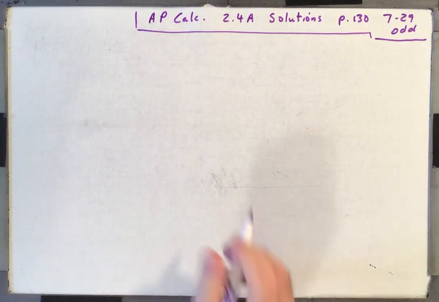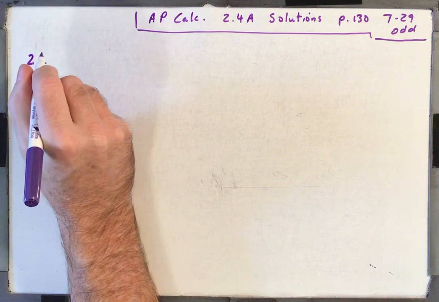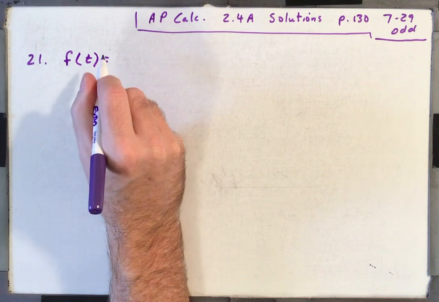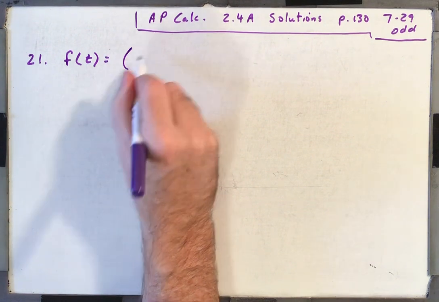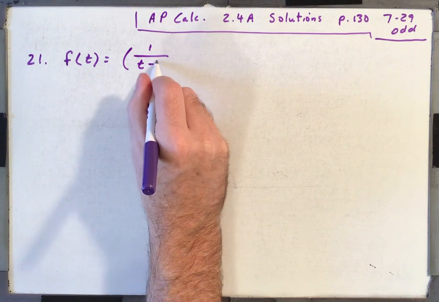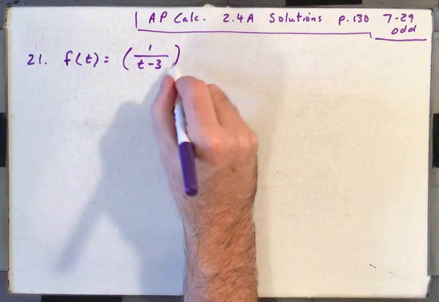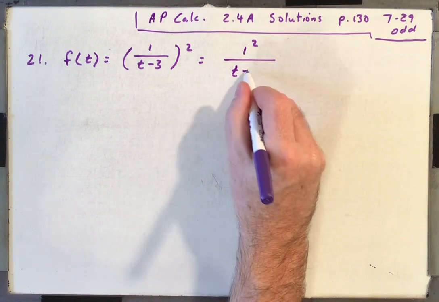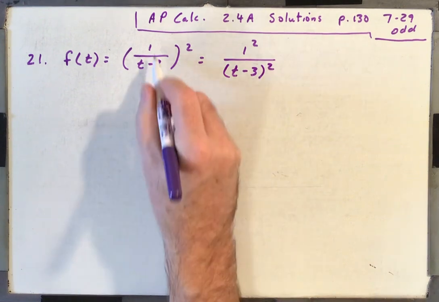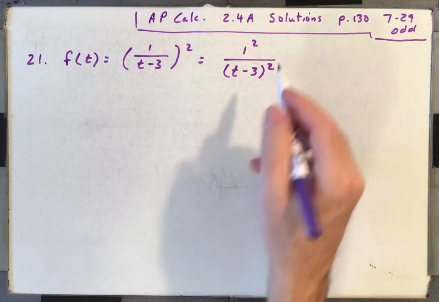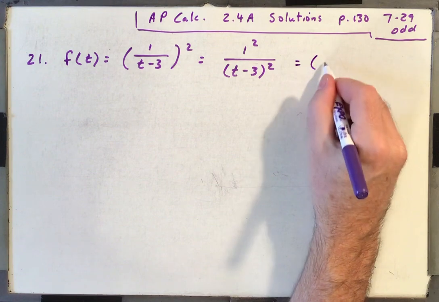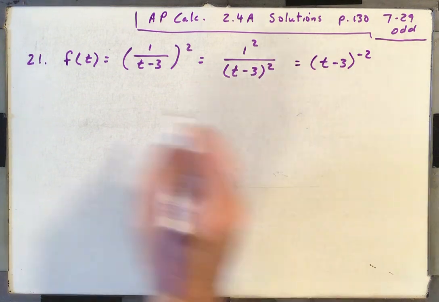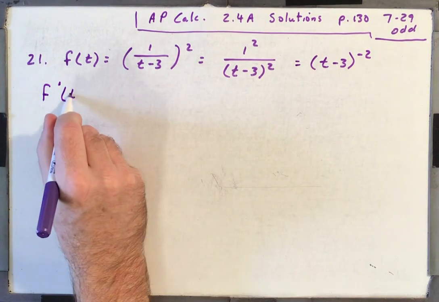Okay, number 21. We've got f of t is equal to 1 over t minus 3 all squared. Well, that's the same as 1 squared over t minus 3 squared. You can just square each component. Okay, and 1 squared is just 1, so that's the same as t minus 3 to the negative 2 power. Just bring that up top. And now it's an easy chain rule.